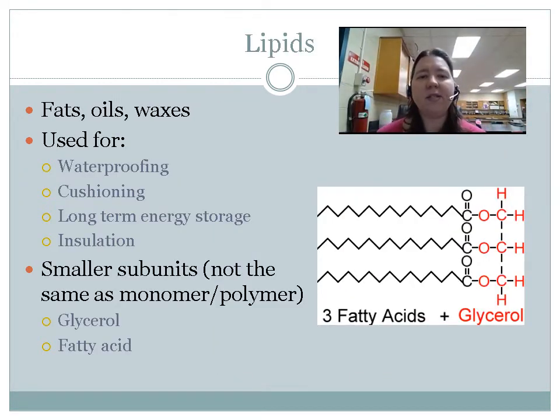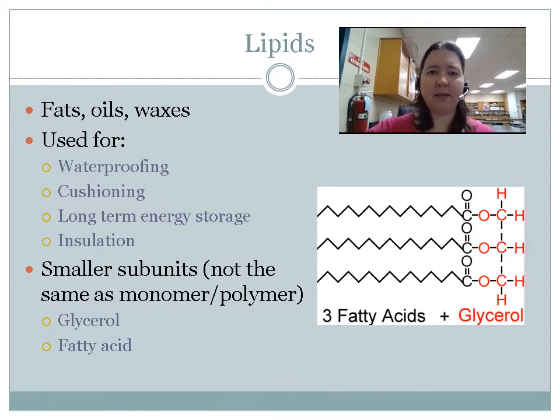So lipids are classified as fats, oils, and waxes. So anything you think of as a fat, all right, wax, candle wax, chapstick, okay, those are all lipids. So they have four general purposes. So we've got waterproofing, chapstick, all right, if you think about chapstick.